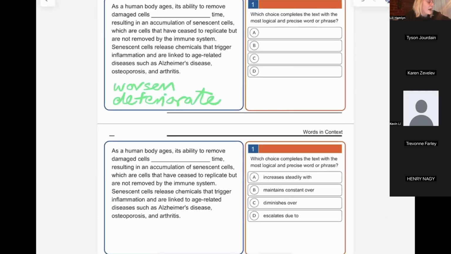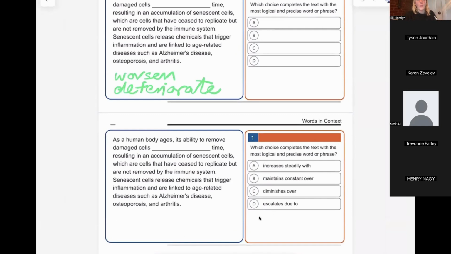So now we've revealed our answer choices. I think with this one we can do elimination, but a lot of you are so close that you might be able to just jump in and see what the correct answer is here. Yeah, perfect. It diminishes over time. So we're saying that its ability to remove these damaged cells deteriorates over time, resulting in this buildup of bad cells. Fantastic. Great. Amazing. Any questions? Fab. All right, let's try another one.